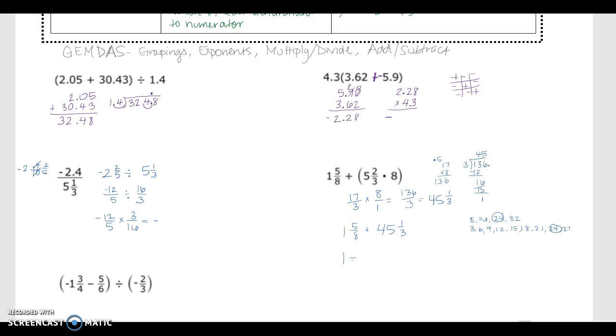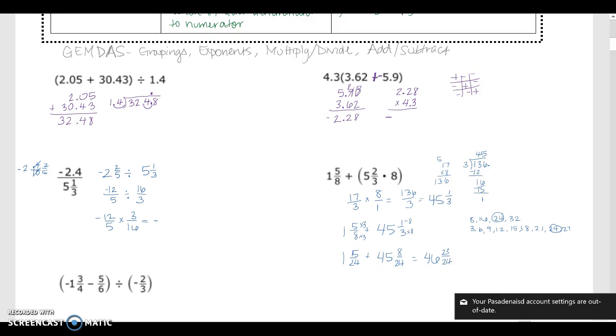So 1 and whatever over 24 plus 45 over 24. So 8 times 3 is 24. So 5 times 3 is 15. 3 times 8 is 24. So 1 times 8 is 8 over 24. 45 plus 1 is 46. 15 plus 8 is 23. So 46 and 23 over 24. Alright, so we went ahead and finished that one together.